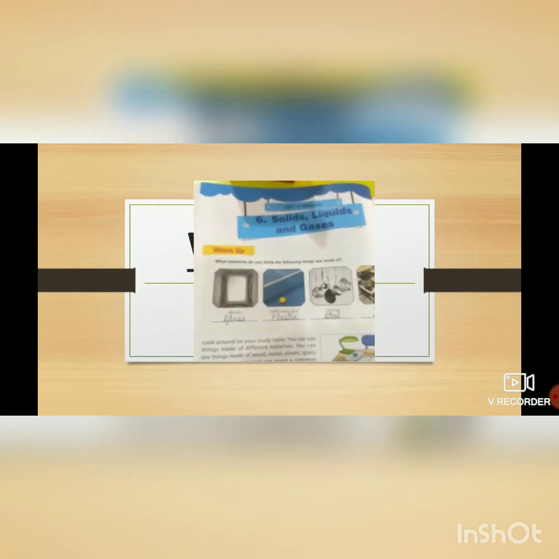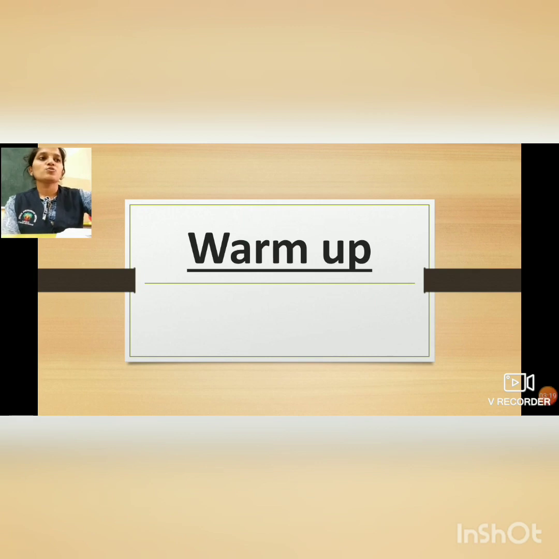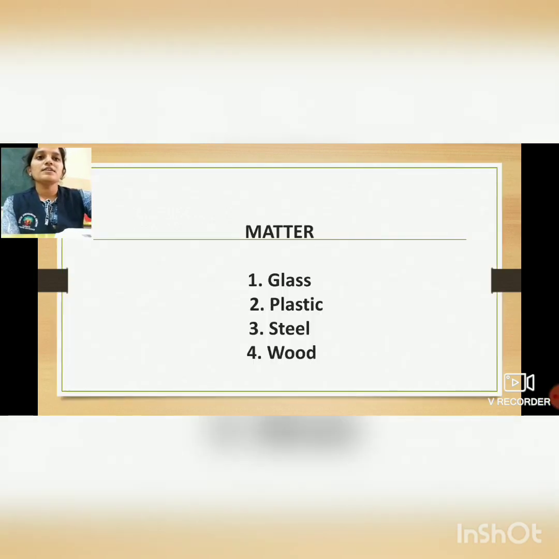So this was all about the warm-up activity. So students, we have solved the warm-up activity. Now we are going to see some information about matter. First of all, I will tell you what is meant by matter.